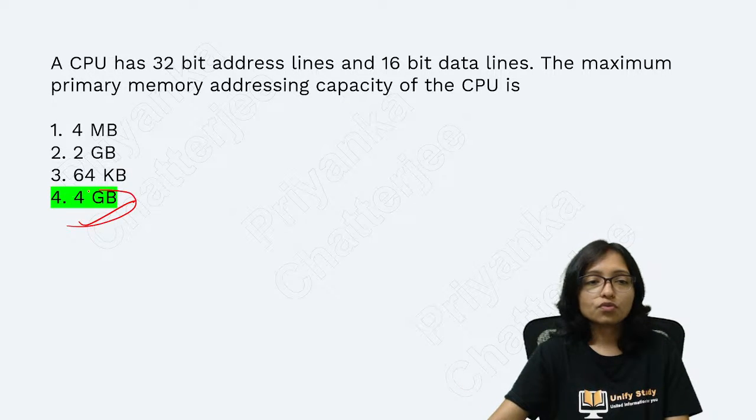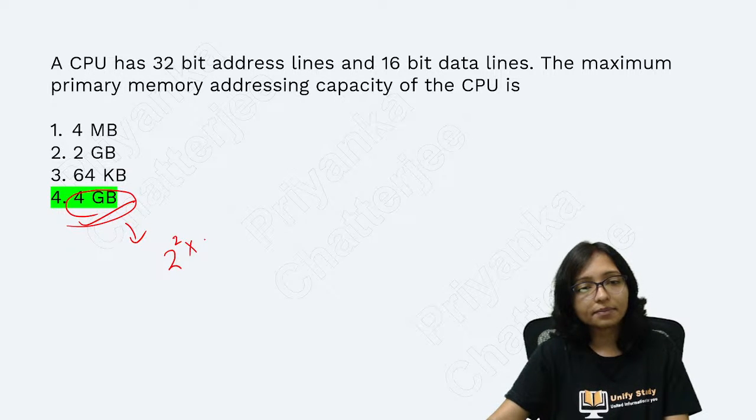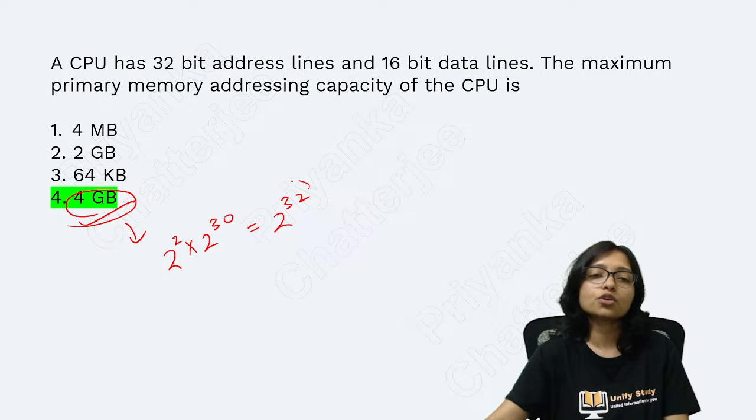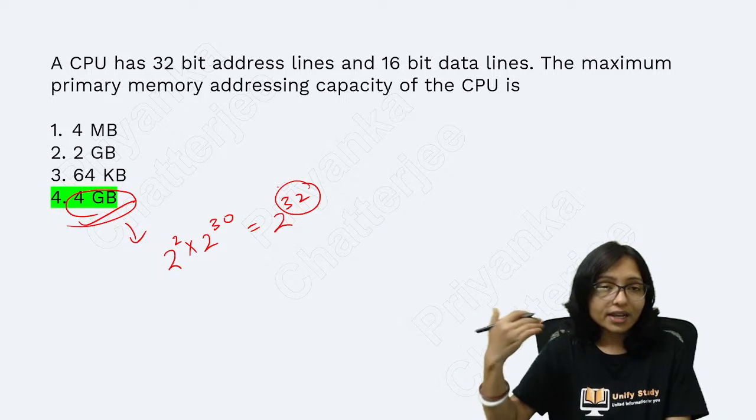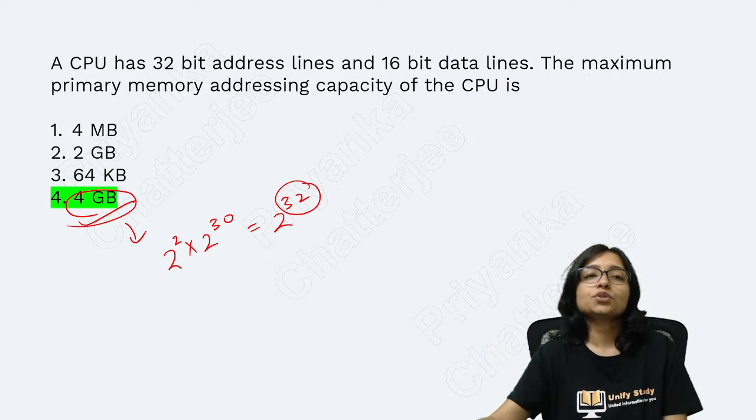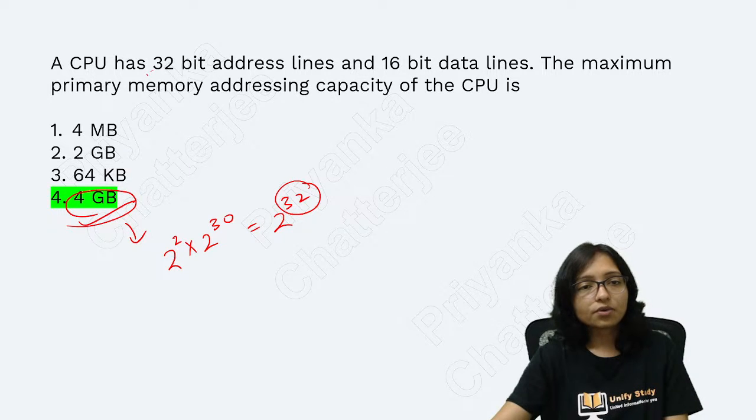If I am telling you 4 GB, then you can tell me that 2 to the power 2 multiplied by 2 to the power 30, that is 2 to the power 32, a 32 bit address. But when the address bits are given, you are not able to do it. So you have to do it the opposite way.